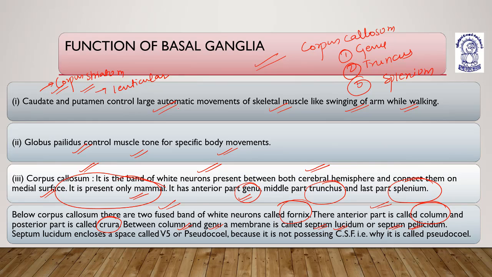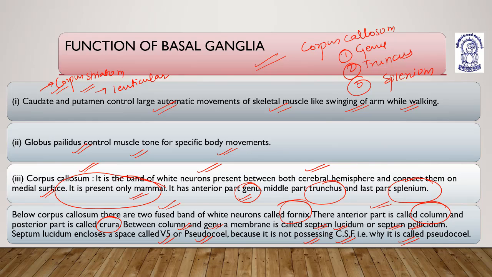Septum lucidum encloses a space called fifth ventricle or pseudocele because it is not possessing CSF. That is why it is known as pseudocele. So, caudate nucleus and putamen control large automatic movements of skeletal muscle like swinging of arm while walking. You can see and you can feel it as well. Globus pallidus controls muscle tone for specific body movements.